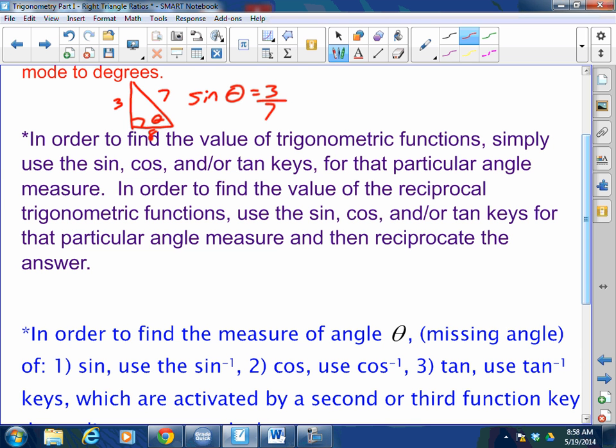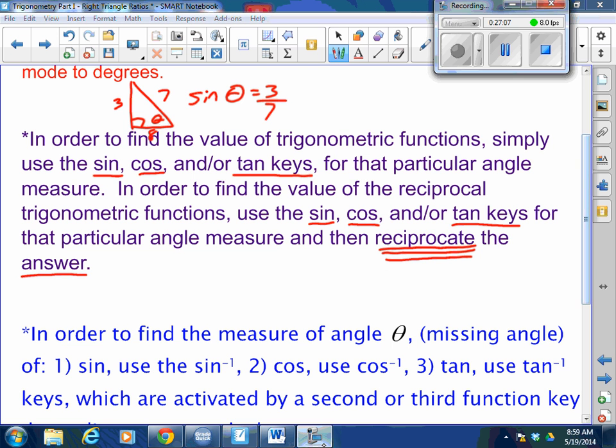In order to find the value of a trigonometric function, simply use the sine, cosine, or tangent keys for that particular angle measure. In order to find the value of the reciprocal trig functions, use the sine, cosine, tangent keys for that particular angle measure, and then reciprocate the answer. Why? Because the cosecant is the reciprocal of sine. The secant is the reciprocal of cosine. And the cotangent is the reciprocal of tangent.